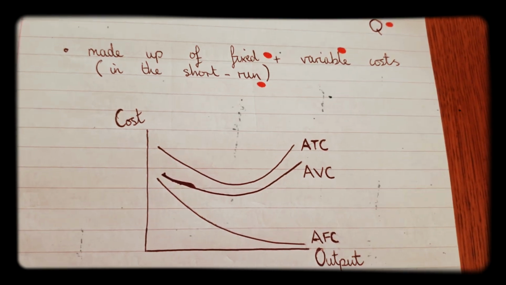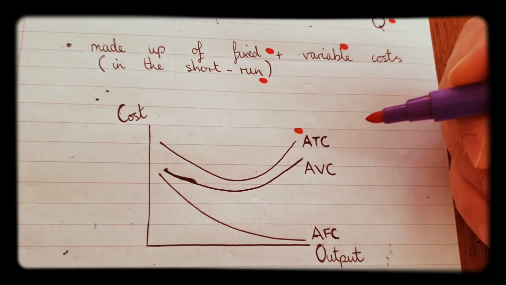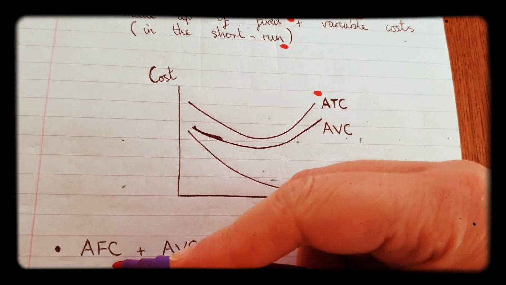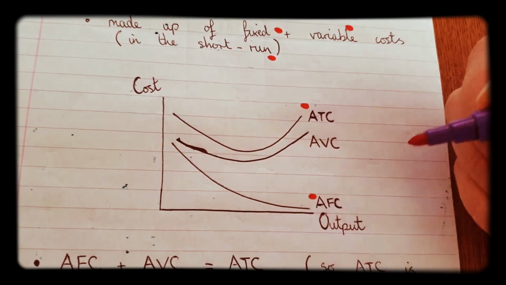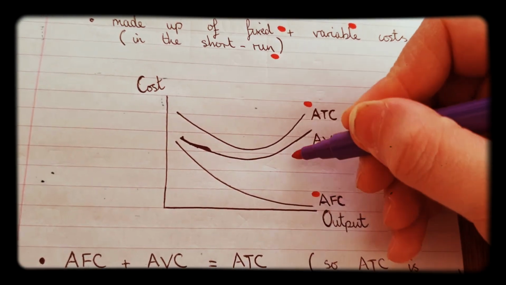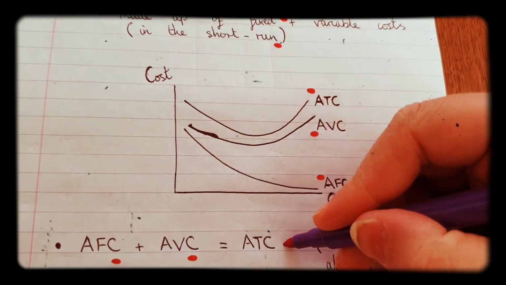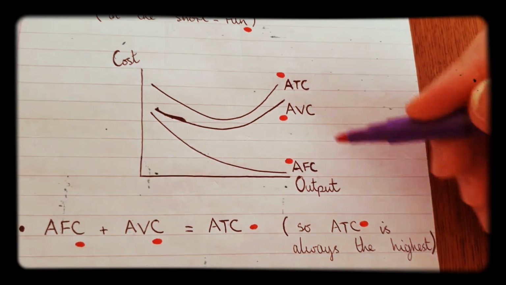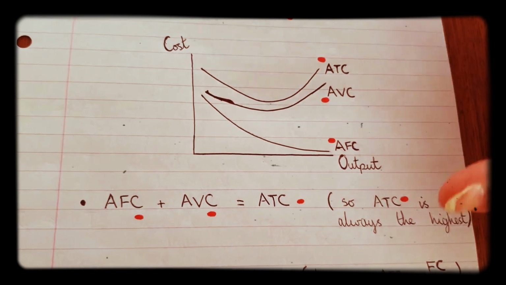So if we look at this diagram here, we have the average total cost curve, and the average total cost is made up of average fixed costs and average variable costs. So there's your average fixed cost here, which is an L-shaped curve, and average variable cost. These two curves added together make the ATC, the average total cost curve. Basically the ATC curve is always the highest. That always has to be the highest curve on the diagram that you draw.